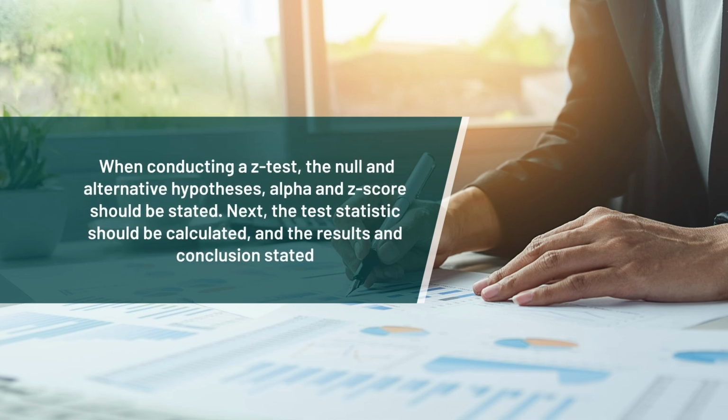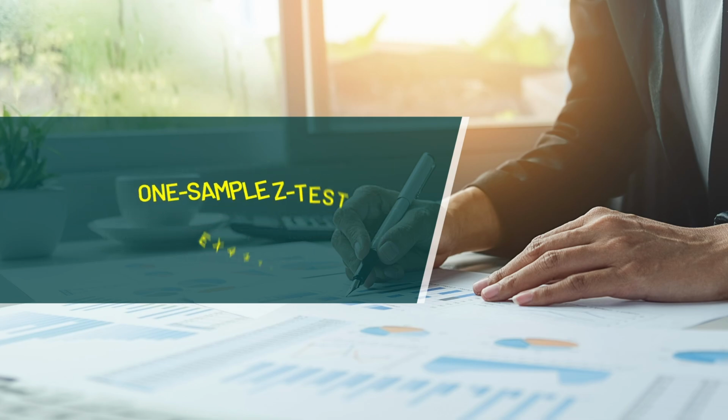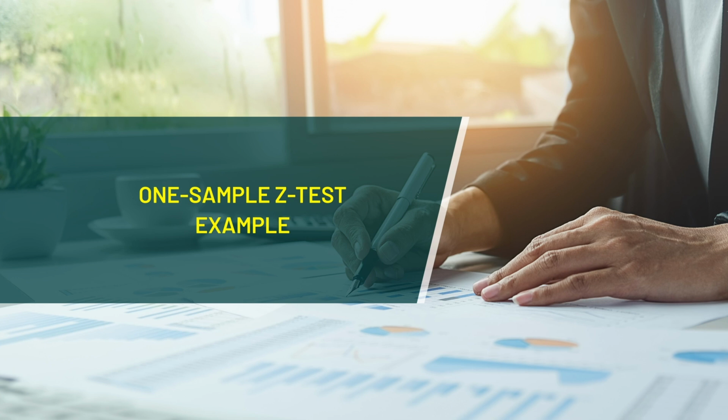When conducting a Z test, the null and alternative hypothesis, alpha and Z score should be stated, the test statistic should be calculated, and the results and conclusion stated. So one sample Z test example, I think we have talked about.